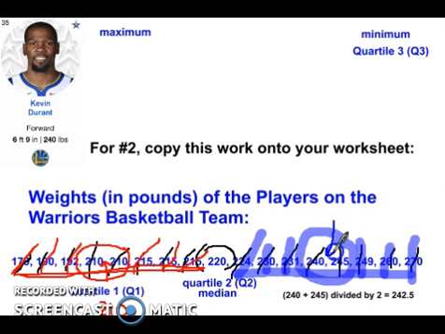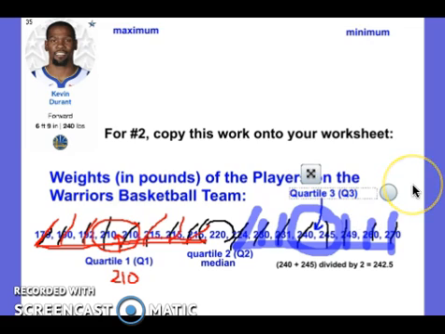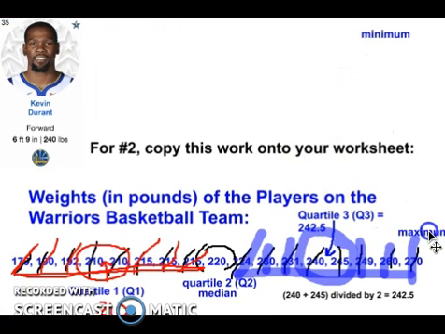So in the middle of 240 and 245 is quartile 3. And quartile 3 is 242.5. Okay. Finally, the maximum is the biggest number, which is 270, and the minimum is 179.